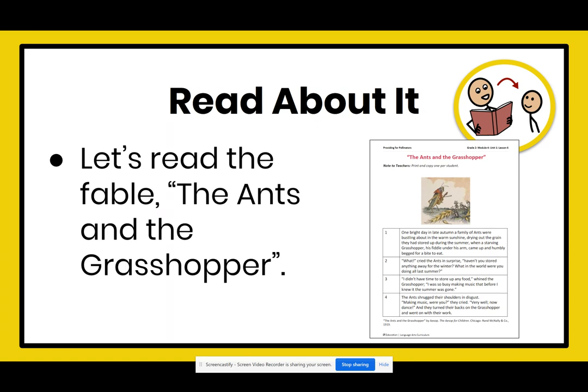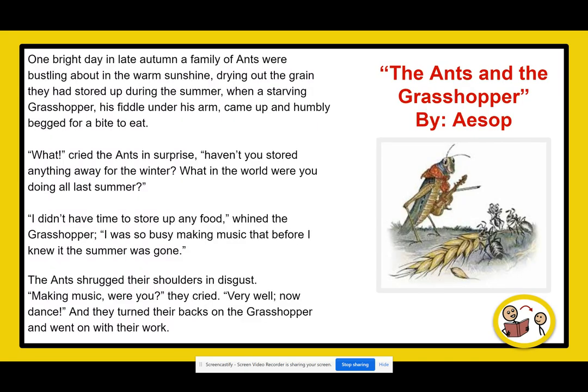Remember, in fables, you can learn a lesson from how the characters act. The Ants and the Grasshopper by Aesop. One bright day in late autumn, a family of ants were bustling about in the warm sunshine, drying out the grain they had stored up during the summer, when a starving grasshopper, his fiddle under his arm, came up and humbly begged for a bite to eat.